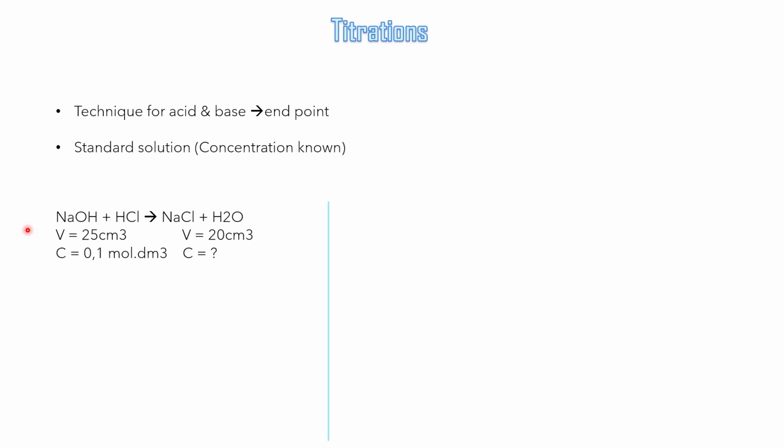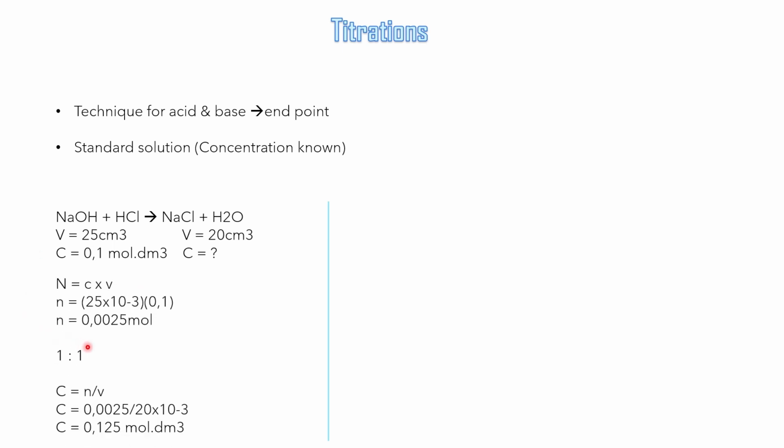NaOH plus HCl will give you NaCl plus H2O. You have your volume and concentration of NaOH, and you only have your volume of hydrochloric acid. Your concentration is unknown. When you see this, you should know that you are able to work out your number of moles. So you do.